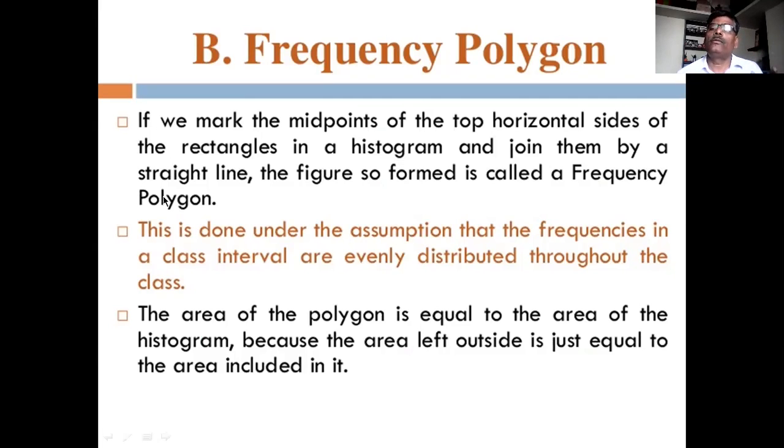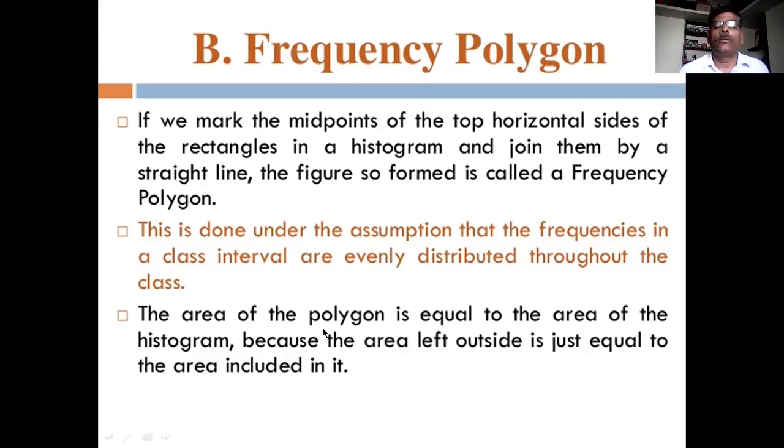Then you join those points by a straight line. The figure or the graph so formed is called a frequency polygon, as already shown in the previous problem. This is done under the assumption that the frequencies in a class interval are evenly distributed. Evenly distributed means they are more or less in the same range, evenly distributed throughout the class.